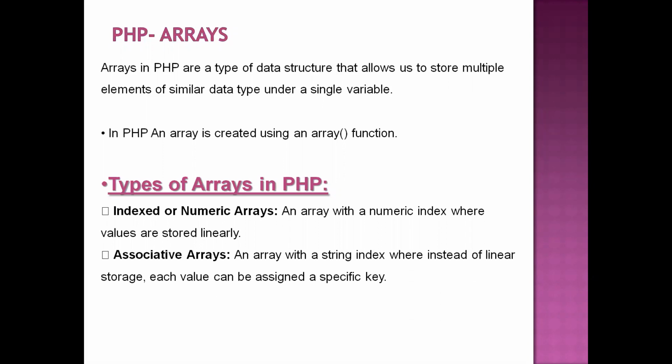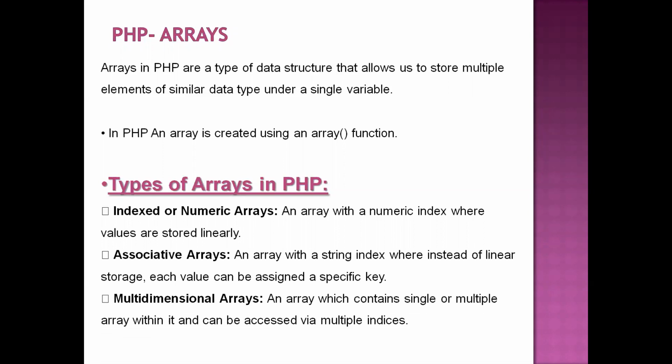The second category of arrays in PHP is associative arrays. Here, unlike indexed arrays, in associative arrays the indexes will be strings. In this associative array, the values will be stored in the form of key value pairs. If you want to access any element from the associative array, we need to access that particular value by using the key value. Here key refers to the string index. Okay, this is about associative array.